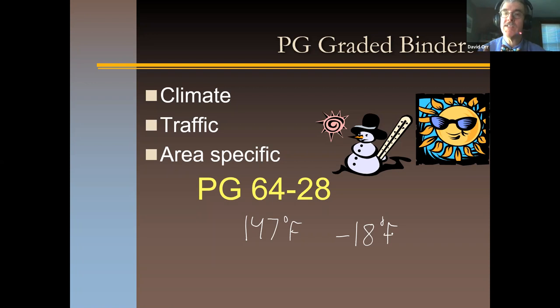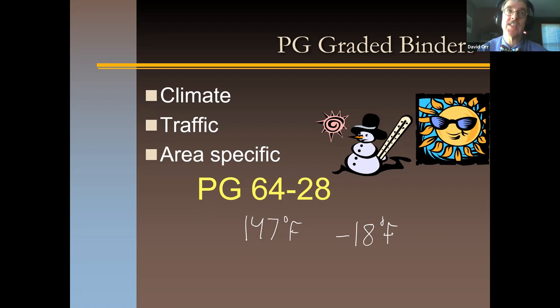The reason 147 isn't the air temperature: if it gets that hot, we're going to have a really bad day. But the pavement heats up more because it's black. It's got the sun hitting it. You've all seen that effect. Minus 28, that is an air temperature-based number. How cold is it really getting? Because if it gets too cold, the asphalt behaves differently, becomes more brittle.